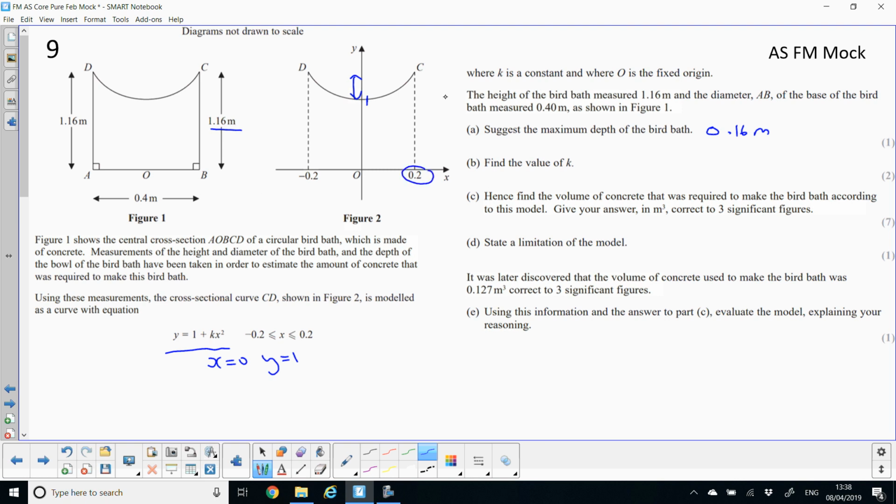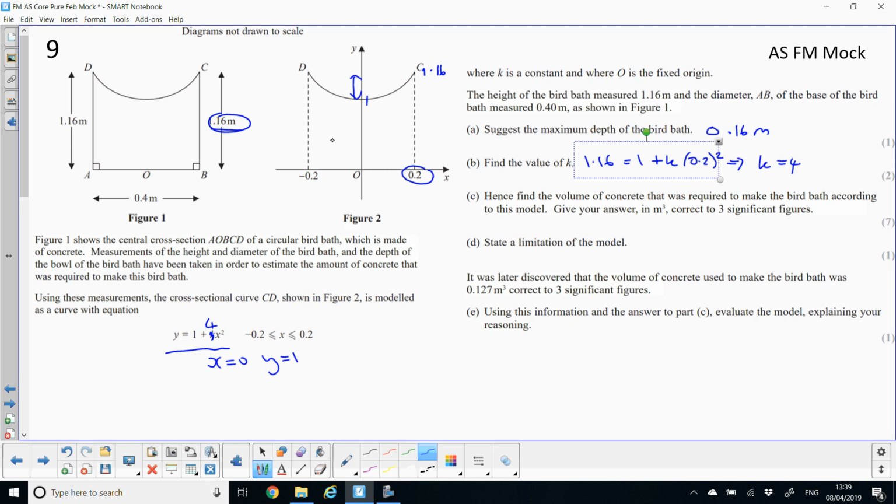So when x is 0.2, this height here must be 1.16, because that's what it said over here. So 1.16 is 1 plus k times 0.2 squared. If you then rearrange that, we should get k equals 4. So now we know our model. Right, now we need that in order to find the volume of concrete that's required to make the bird bath according to this model.